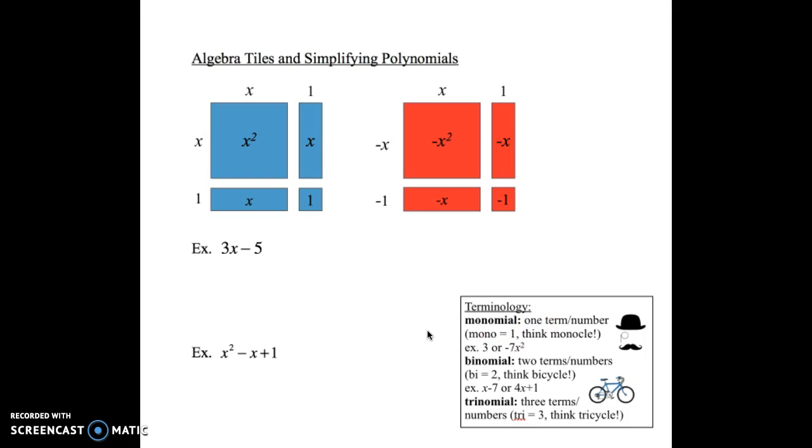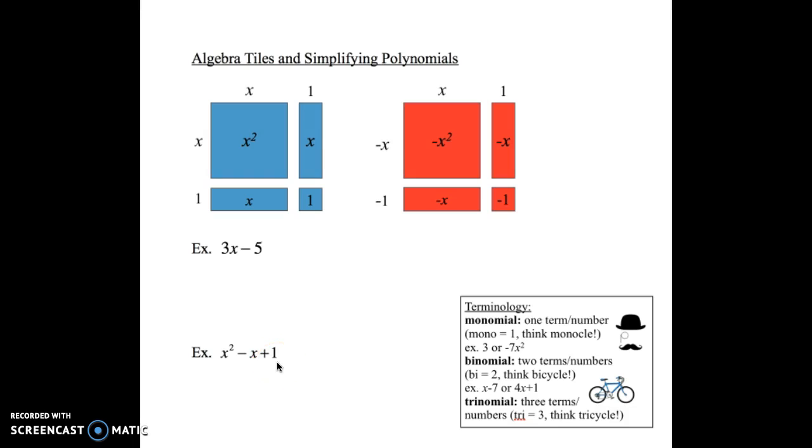And so if we have only one term, we call it a monomial, and I like to think of the word monocle. If we have a binomial, then that's two terms. So just like this first example here, we have a 3x and then a minus 5, so there's two terms there. And for a trinomial, that would be three terms. So our second example here, x squared minus x plus 1, 1, 2, 3 terms.